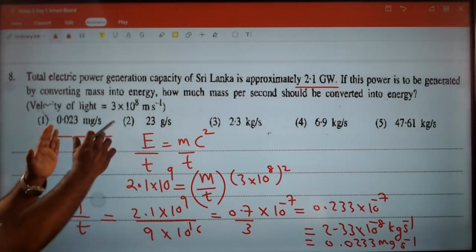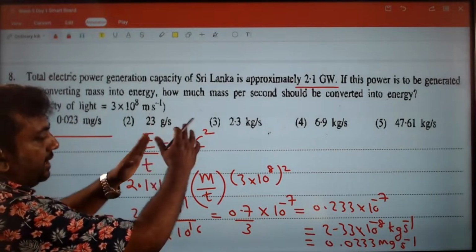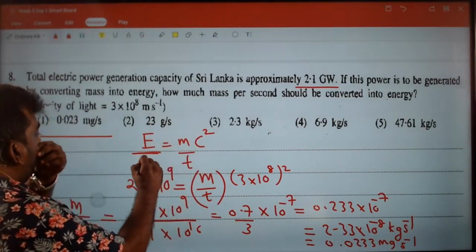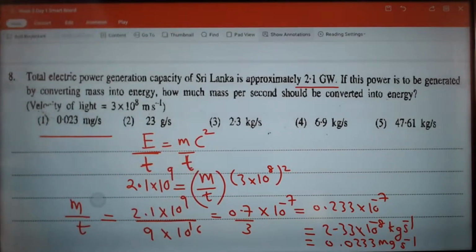So pretty simple connection. Energy conversion, E is equal to mc square. Mass is converted to energy. I divide both sides by time, converting this to power. Okay?